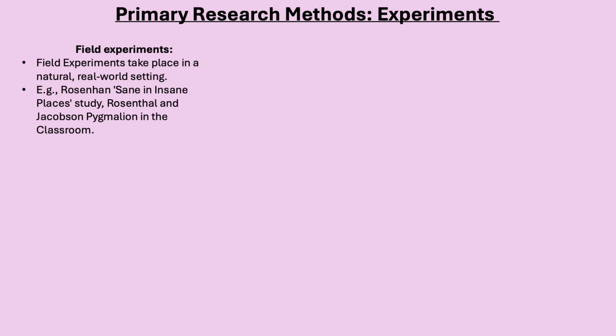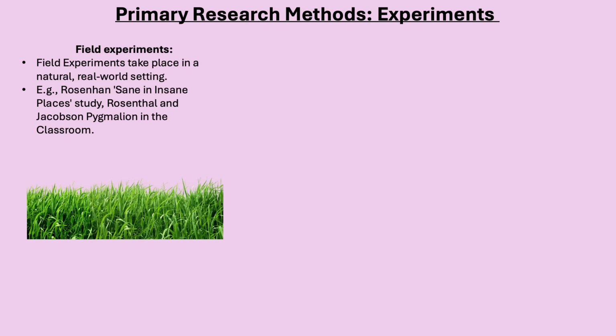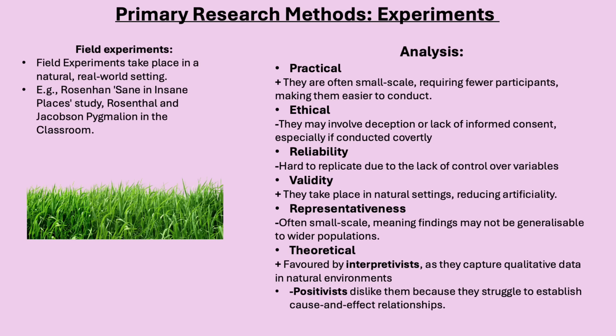And then we have a field experiment. Field experiments take place in a natural real-world setting, so examples of this being Rosenhan's Sane in Insane Places study, and also Rosenthal and Jacobson's Pygmalion in the Classroom, which is linking to the self-fulfilling prophecy. And then again, we have the analysis. I'll let you pause there.